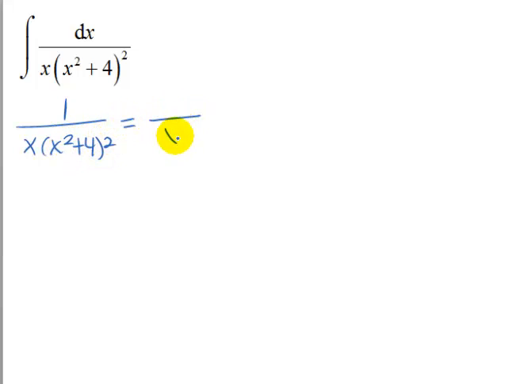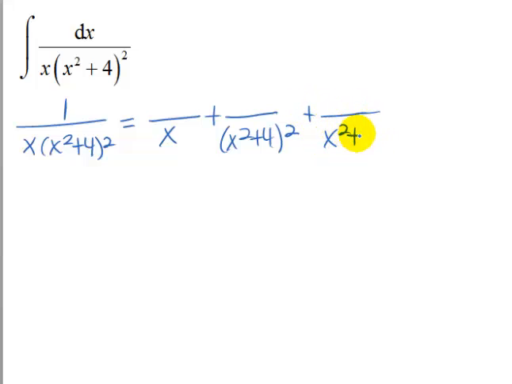So there will be a fraction with x as a denominator, a fraction with (x squared plus 4) squared, but then we also need one more fraction that will have x squared plus 4, because anytime we have a repeated factor we need each lower power in there, because bottom line we need any possible fractions that when combined would have this denominator, and you see the common denominator between these three is this.